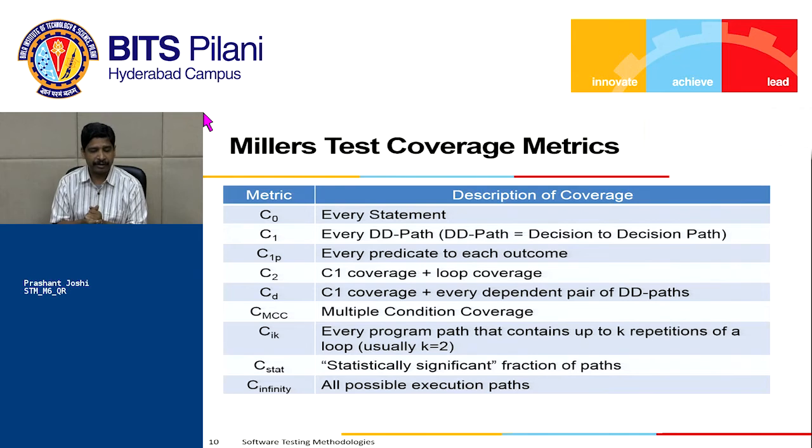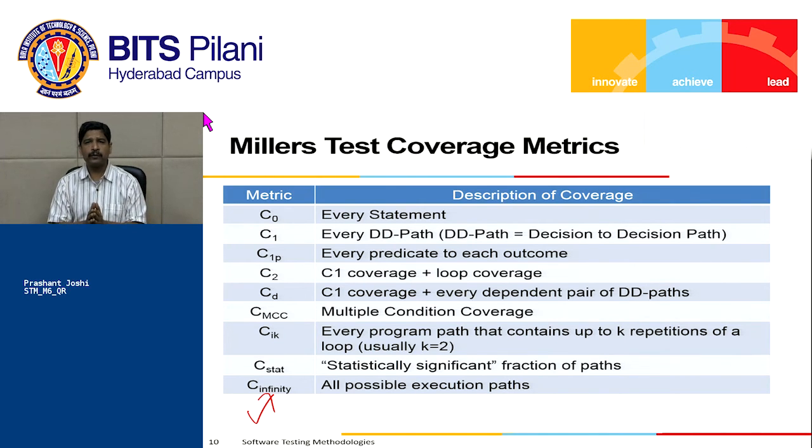And Miller's test coverage metrics are of these many types, where he looks at every statement, every DD path, every predicate to each outcome, C1 coverage plus loop coverage, and you would see how the metric is denoted, which is given over here in this particular column. You've got multiple condition coverage. In fact, every program path that contains up to k repetitions of a loop. C stat, a statistically significant fraction of paths, and all possible execution paths.